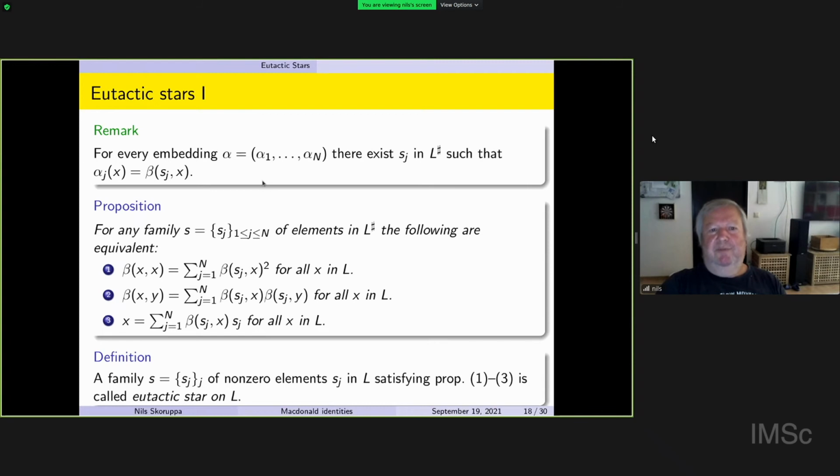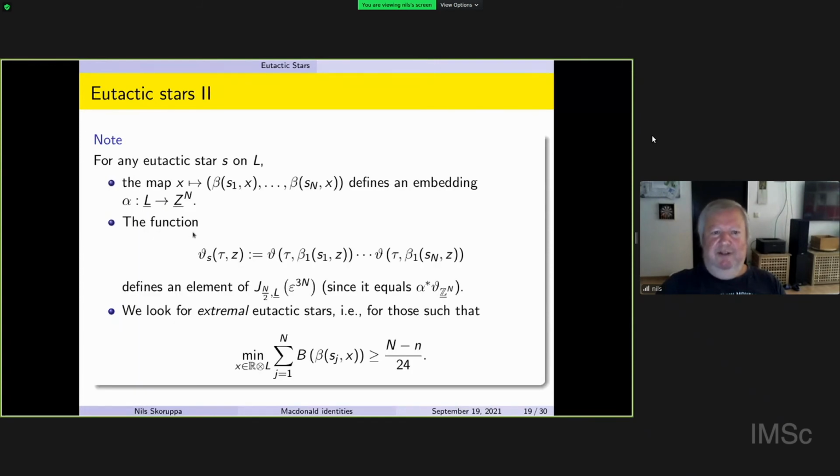And of course, if you have an embedding, you get a eutactic star, and vice versa. If we have a eutactic star, then you get an embedding. So that means we can forget about embeddings, and we only have to talk about eutactic stars. So we just have our lattice, we have L sharp, we look at families which satisfy these identities, and that is some sort of intrinsic description of the embeddings that we have. And that helps us to study it a bit more closely.